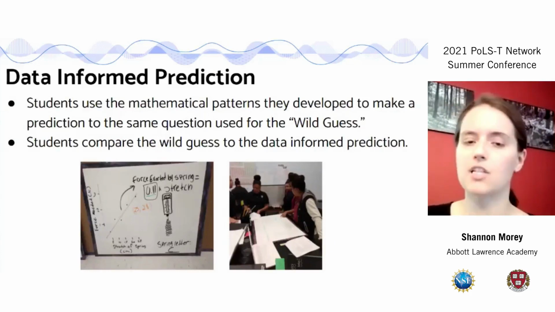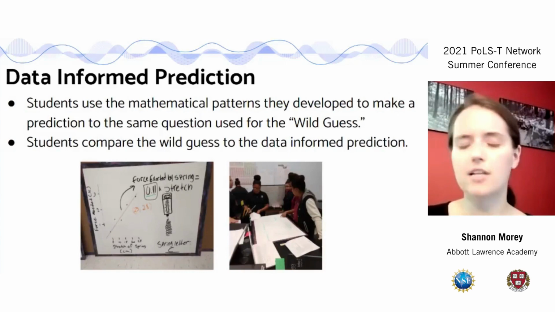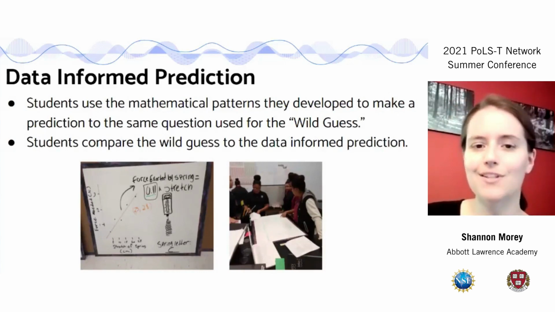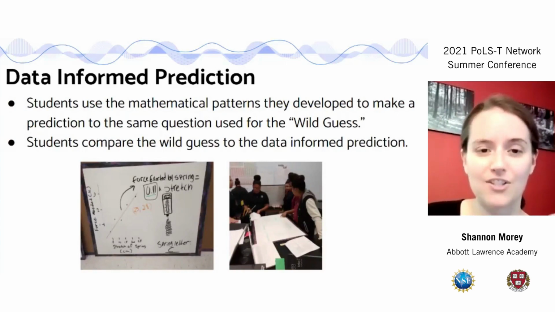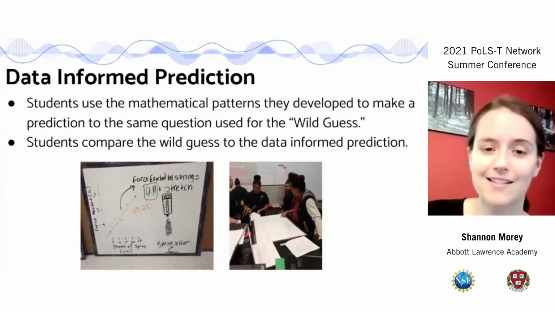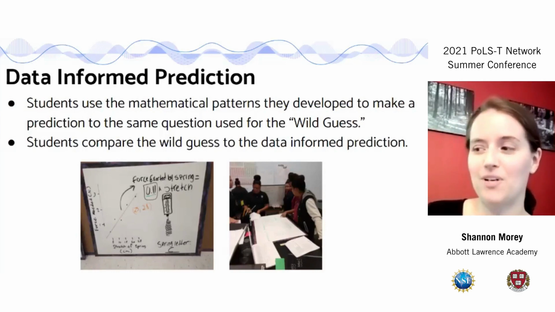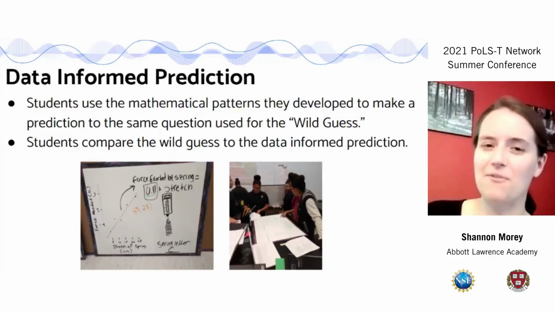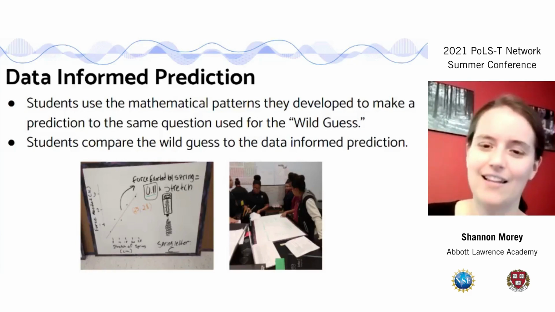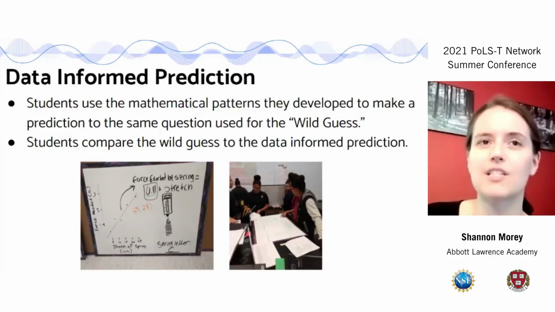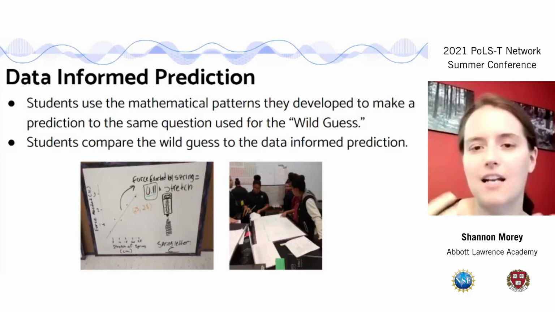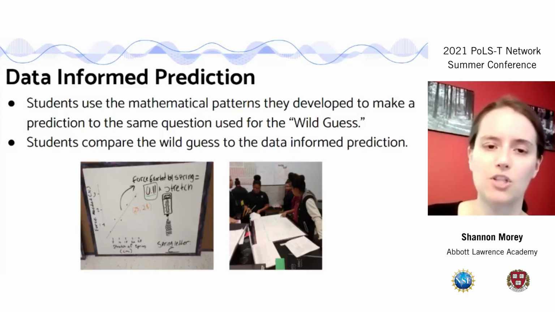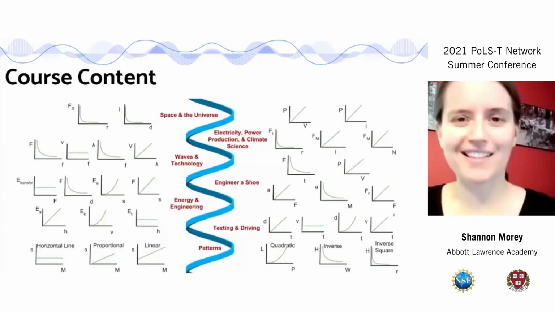So what do students do after that? They've done this amazing discussion. They understand their phenomenon graphically, mathematically, and conceptually. And so now they can go back and use the mathematical patterns to make a prediction to the same question that they used for that wild guess. And they compare the wild guess to the data-informed prediction. Lo and behold, 99.99% of the time, their data-informed prediction is way better than their wild guess. And so it just reinforces this idea of how this process can help you develop a deep understanding and make really good predictions about the world around you. So that's amazing. That's how the approach works.